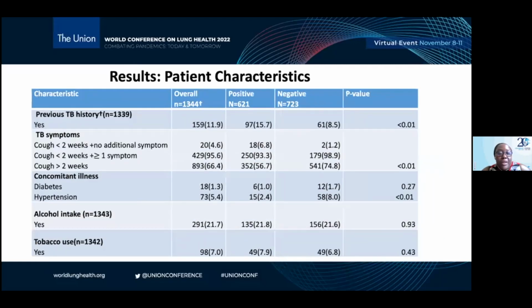So about 12% of our patients had previous TB, and a small proportion had concomitant non-communicable diseases like diabetes and hypertension. Tobacco use wasn't very high. It was about 7% in our population.